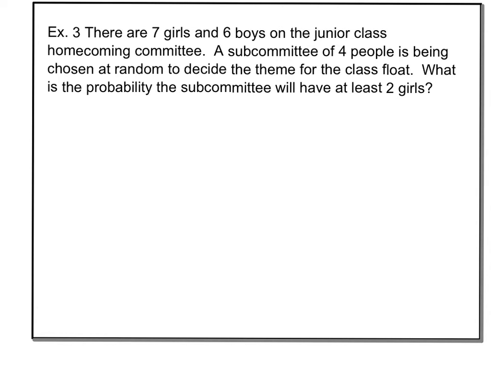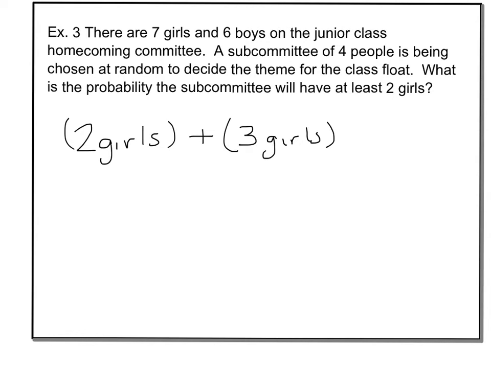In example number 3, we need to form a subcommittee that has at least 2 girls. The total committee has a choice of 7 girls and 6 boys from the junior class, and we need 4 people on the committee together. So in this example, we have the probability of at least 2 girls, plus the probability of at least 3 girls, plus the probability of having 4 girls on our subcommittee.